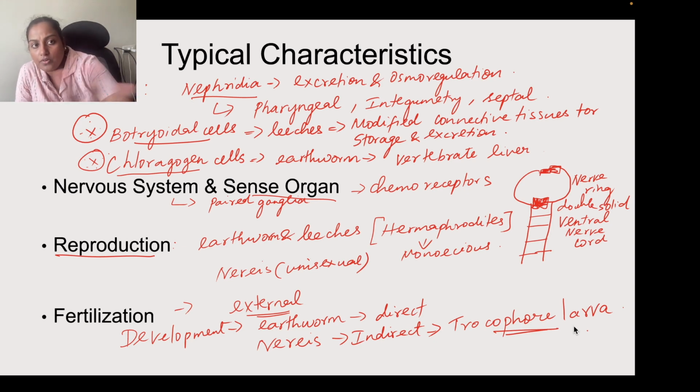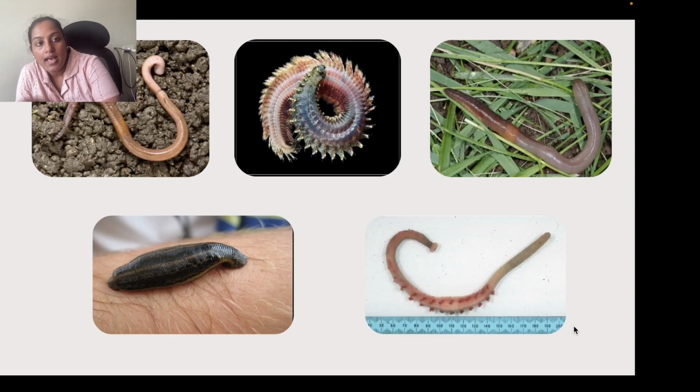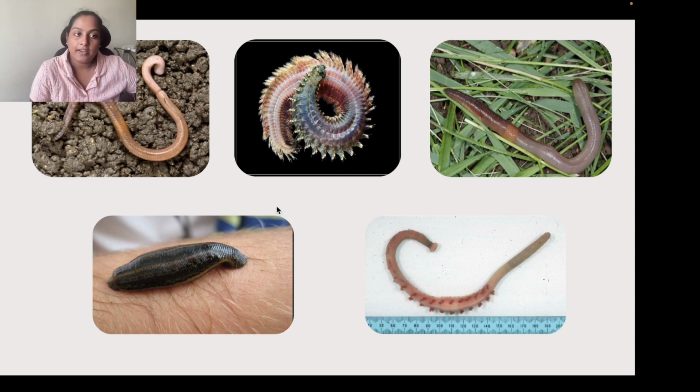And that's all for all the typical characters. We started with locomotion, digestion, excretion, respiration, circulation, nervous system, sense organ, reproduction, fertilization and development. Everything is covered. And then finally the examples. Look at the pictures there, children. So you are going to tell me what is what. Of course, the very first one is the farmer's friend.